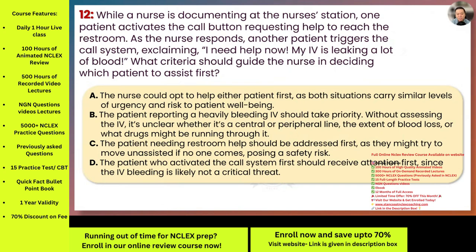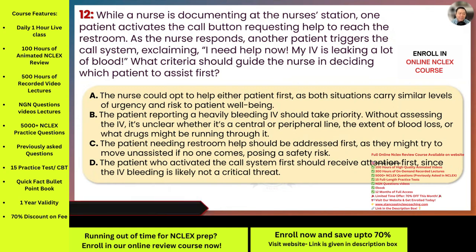So this type of question is testing your knowledge about triaging and prioritizing. And whenever there are multiple patients needing help, you have to quickly decide who is at greater risk, and you have to act accordingly. And that's why we have letter B as the best answer.